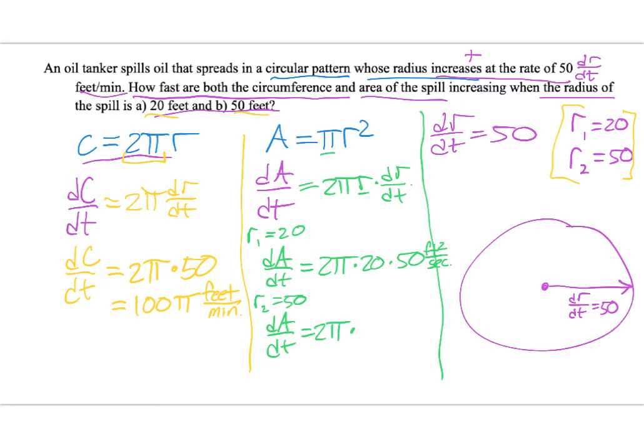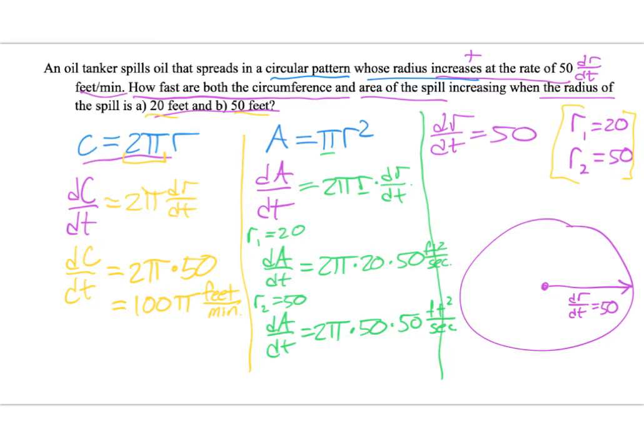For R2, which is 50 feet, dA/dt is going to end up being 2 pi. Instead of 20, now we have 50. And then we have 50 again for dr/dt. And this again is going to be feet squared per minute. 50 times 50 is 2,500 times 2, 5,000 pi feet squared per minute.